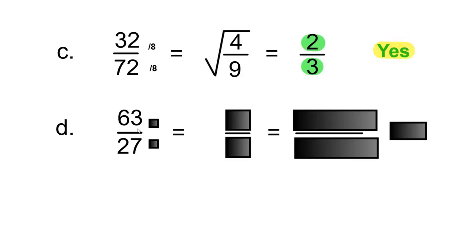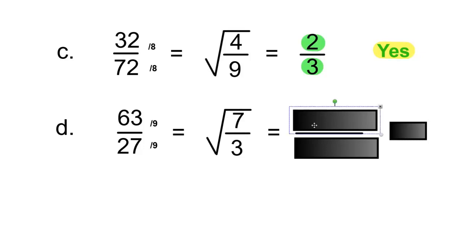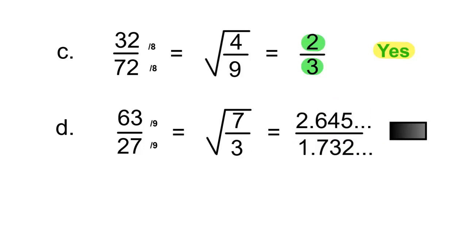And D, 63 is not a perfect square, so we'll try reducing 63 and 27. Both are divisible by 9. 63 divided by 9 is 7, and 27 divided by 9 is 3. We'll take the square root of 7 over 3. The square root of 7 is 2.645, and so on. The square root of 3 is 1.732, and so on. So neither the numerator nor the denominator are perfect squares. So no, this fraction of 63 over 27 is not a perfect square.